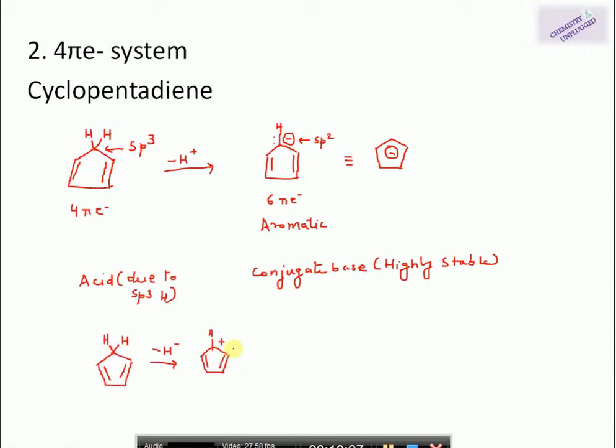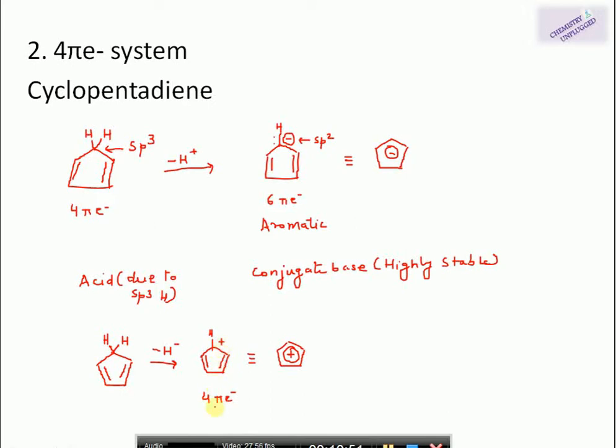Now if we remove one H minus from this system, then it will become the cyclopentadienyl cation, and we can also write it down like this. Now this system has 4 pi electrons, and the electrons can also be delocalized due to the presence of the sp2 hybridized carbon.